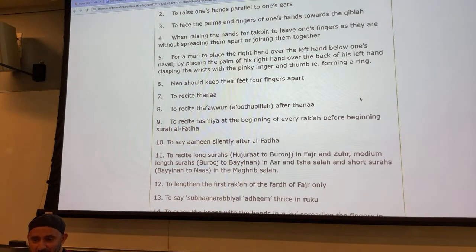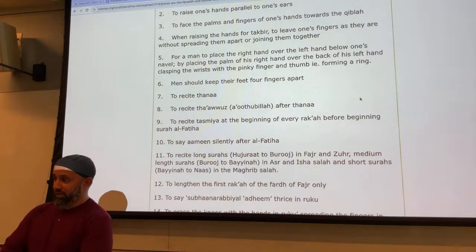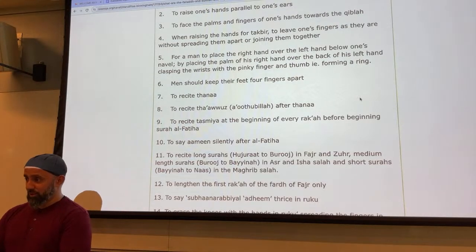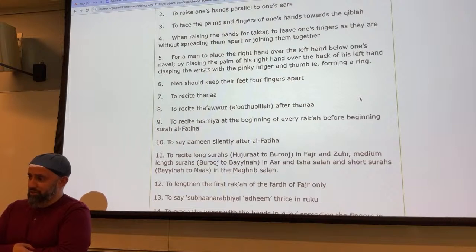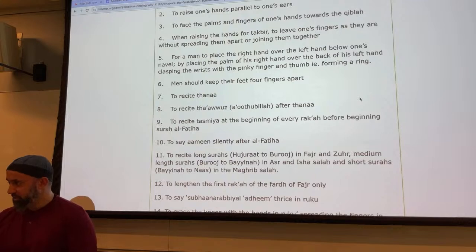Does anybody have any questions so far? Because we're going to go through like 30 of these in the recommended part. Yeah. So for the men, you put your hands underneath your navel. And for the women, it's going to be more underneath your chest area, protecting your chest. Okay. Any other questions on any of what we went through so far?